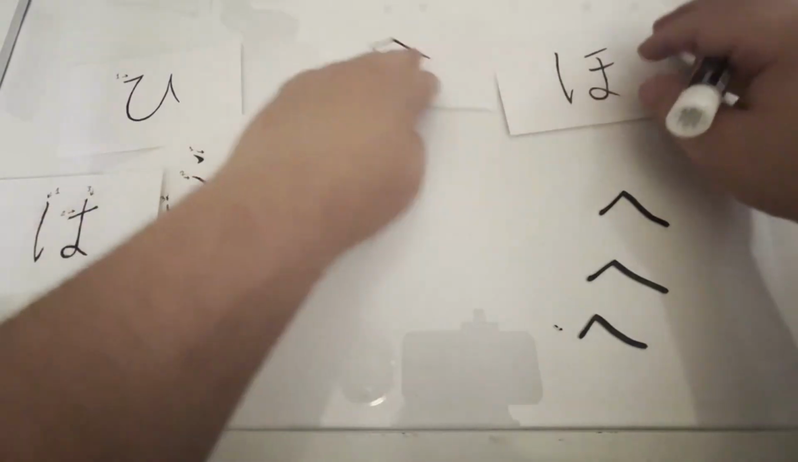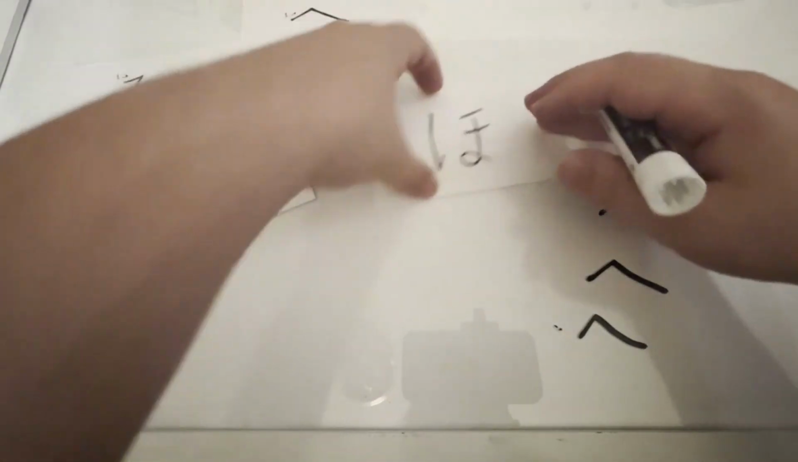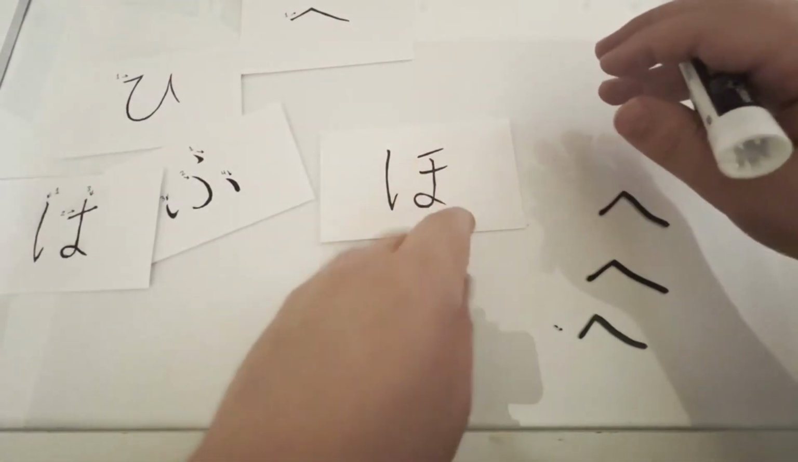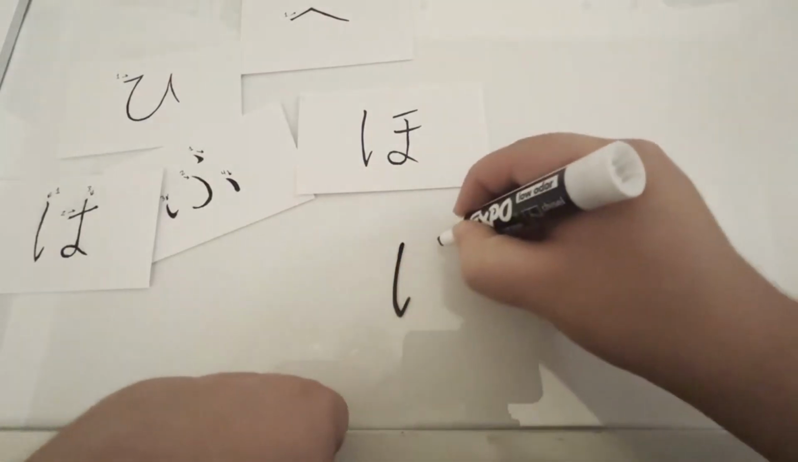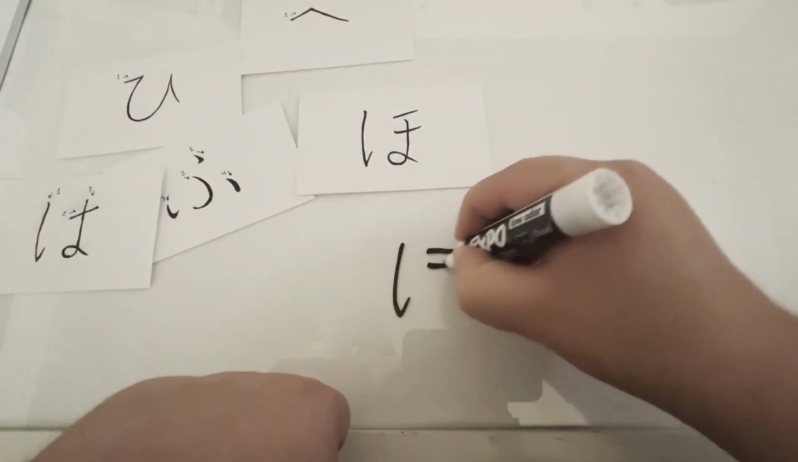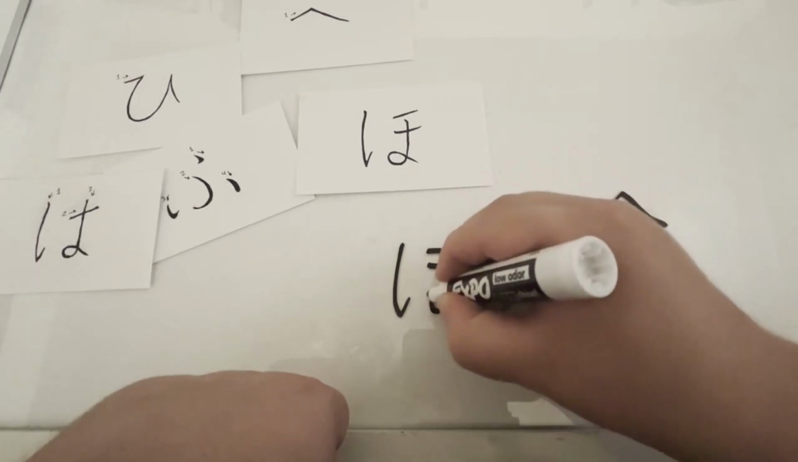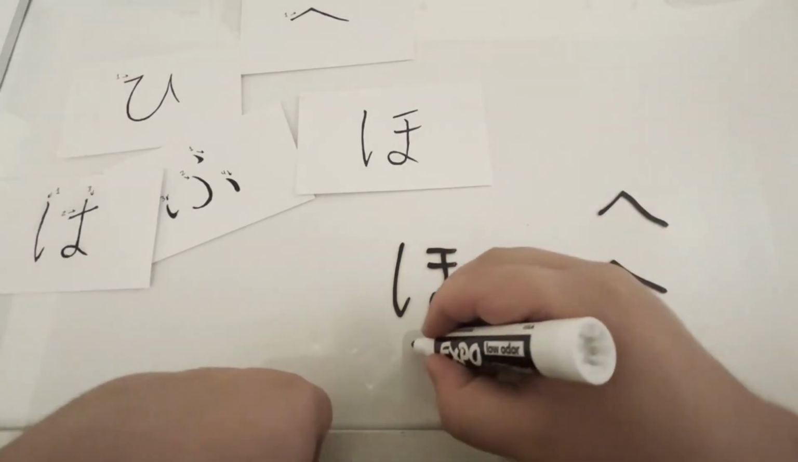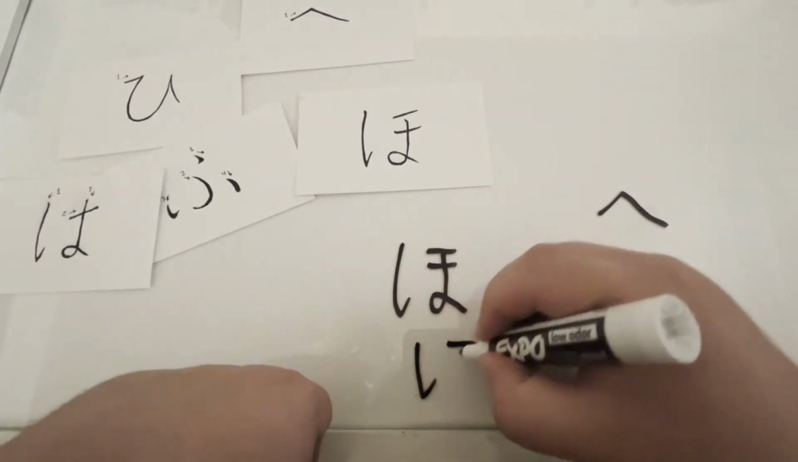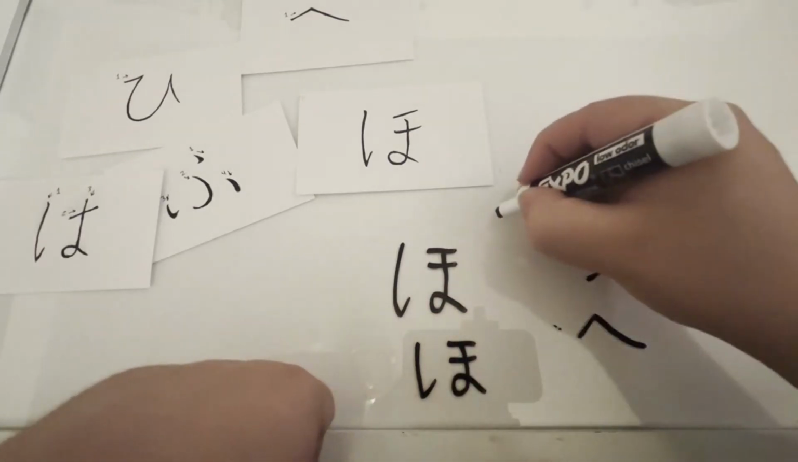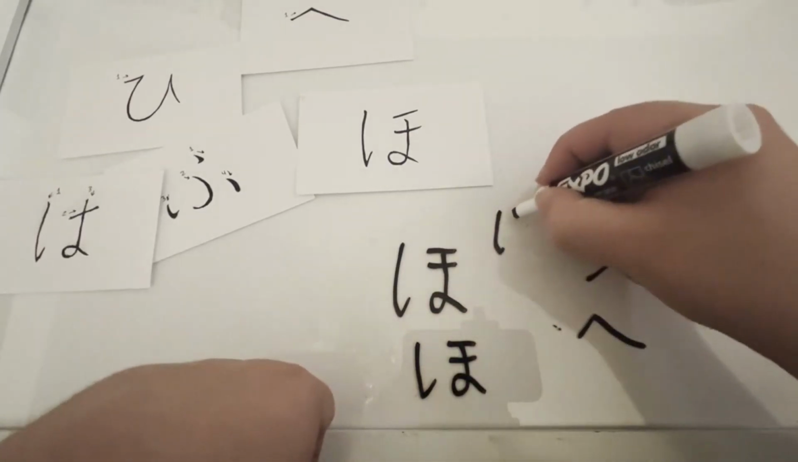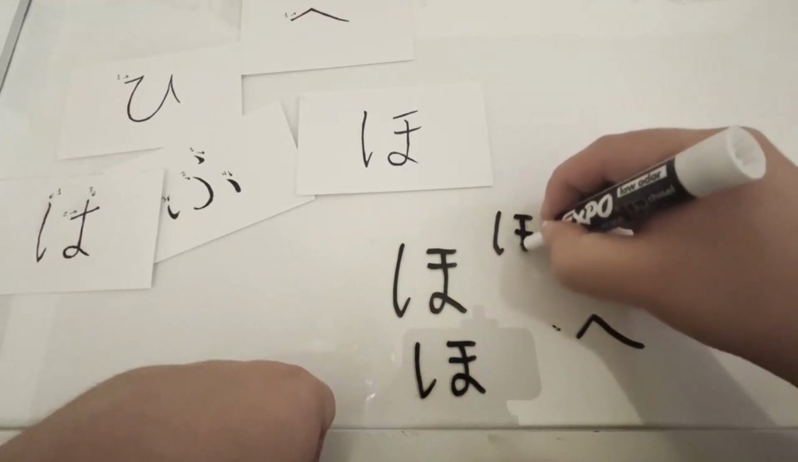Now the last one, again, it's so close to ha, but the difference is we have a bit more of a structure like a home. So we go side, and then top, and then all the way down. Side, top, and all the way down. Side, top, and all the way down.